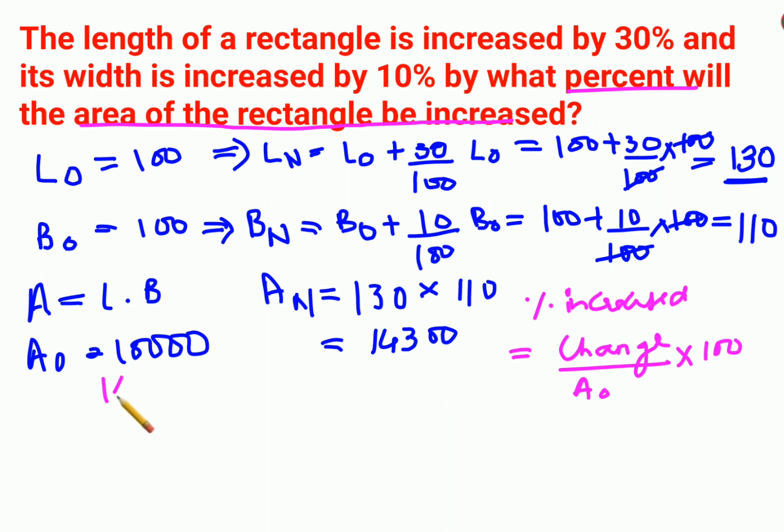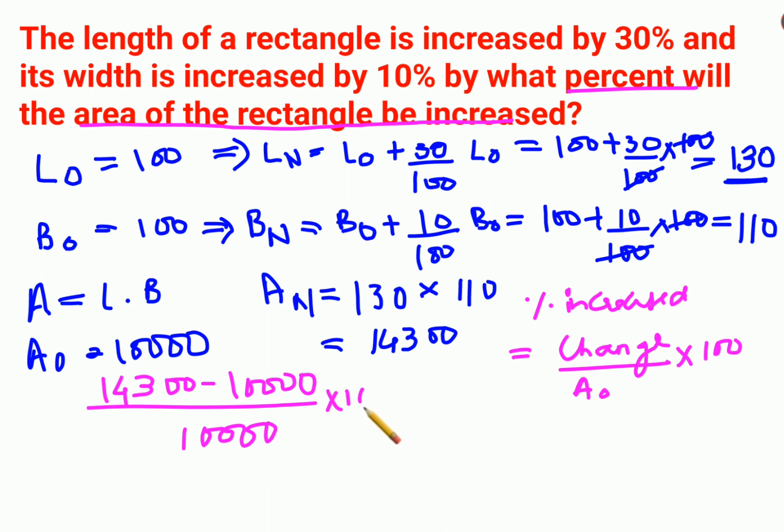14,300 minus 10,000 upon 10,000 into 100. That comes out to be 4,300. The zeros are cancelling, upon just 100. So I can say that comes out to be just 43%. Okay, so I hope this is very clear to everyone.